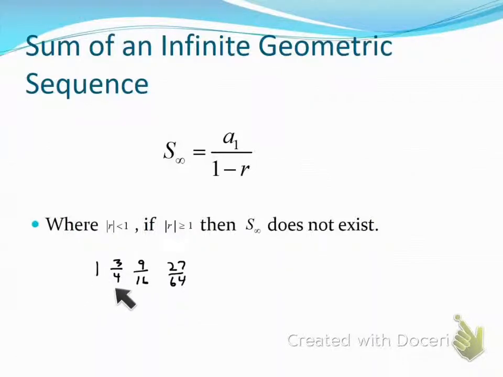They're getting smaller and smaller in value. If you keep multiplying an infinite amount of times, that fraction is going to approach what number? 0. Therefore, I can have a sum of an infinite sequence.